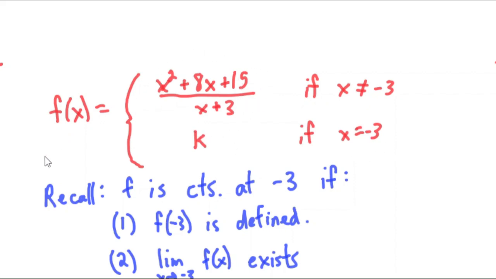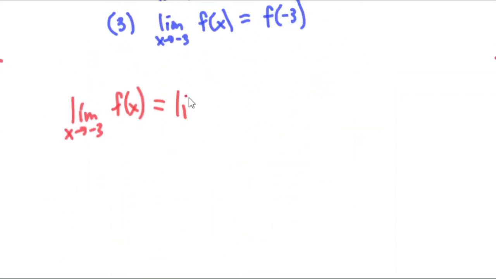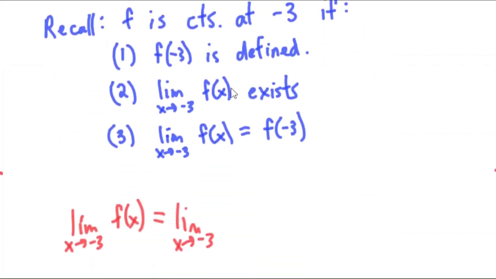So my point is, when we say what's the limit as x approaches negative 3 of f of x, we can just say that's the same thing as the limit as x approaches negative 3 of this. This would be the same thing as the limit as x approaches negative 3 of x squared plus 8x plus 15 over x plus 3. Now, how do we compute this limit?